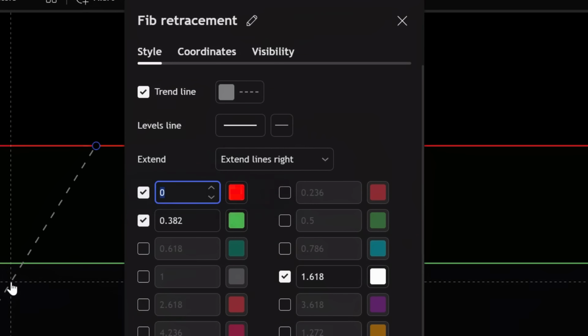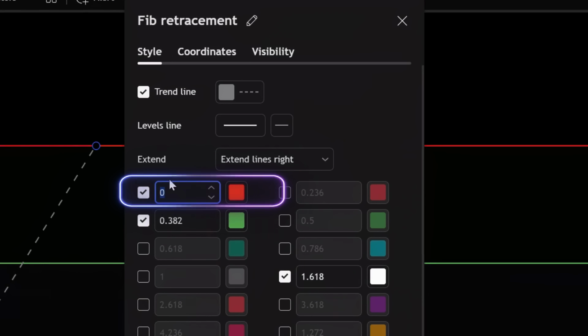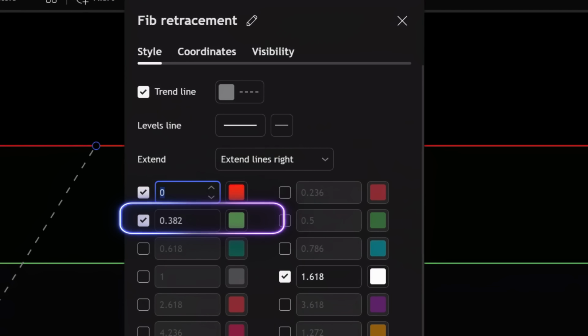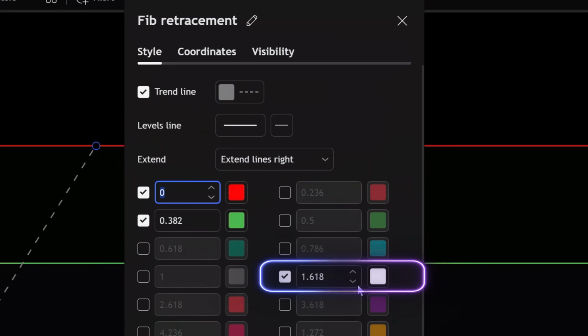First, the 0. That's just your starting point, where the move begins. Second, 0.382. This is the big one. This is usually where a pullback ends and a trend picks back up. This is an important level, so remember that number. And third, 1.618. This projects forward.